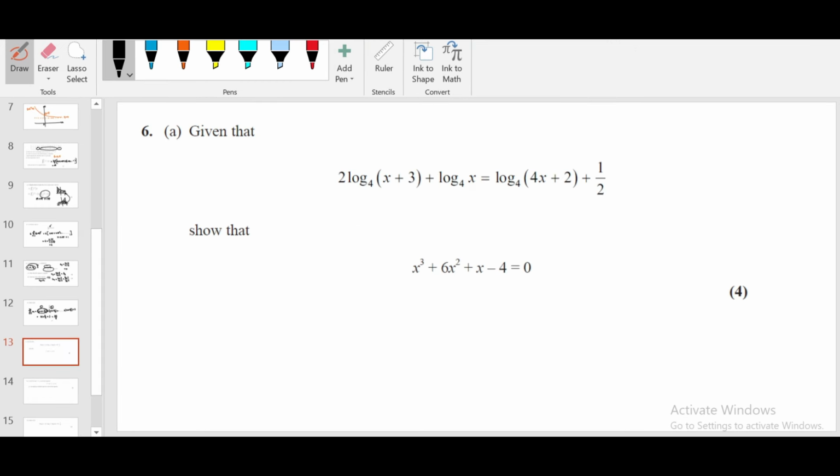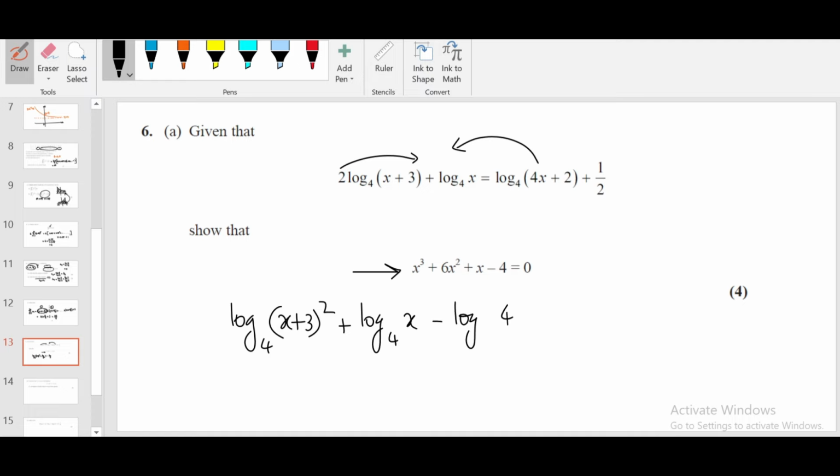Question number 6. This is like solving a logarithmic equation, but they don't want you to solve it. They just want you to frame this equation. The method is the same. Put all the logarithms to one side. So you can put the 2 as a power. It's going to be log of (x plus 3) square to the base 4, plus log x to the base 4, minus log of (4x plus 2) to the base 4, is equal to half.